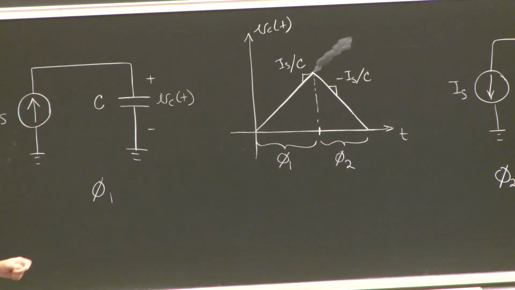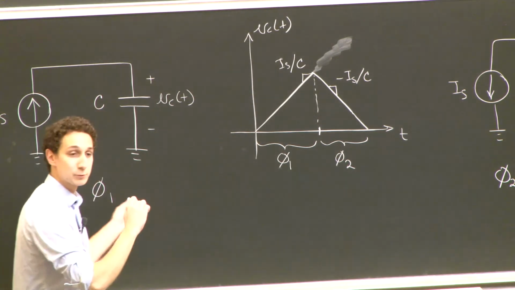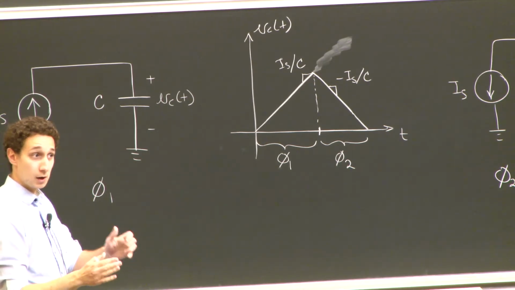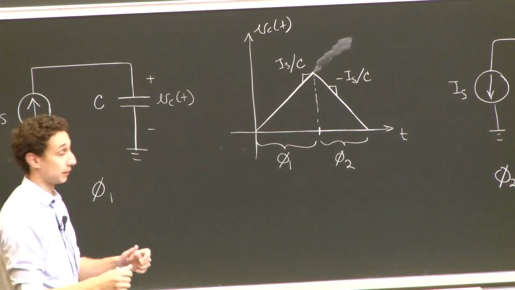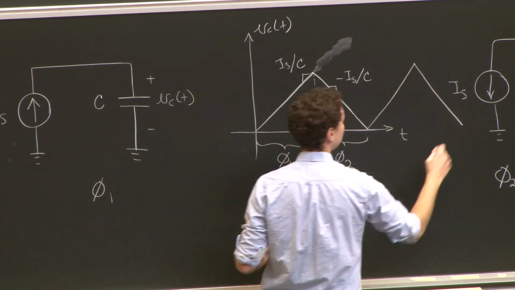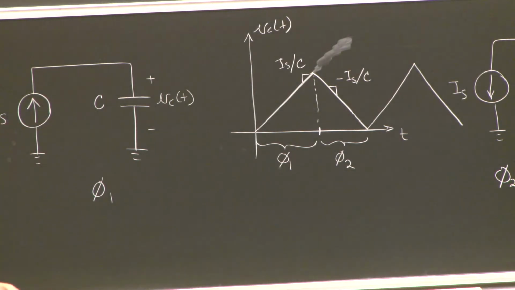Okay? Now I can repeat this over and over again forever. Right? If I keep doing this, if I keep switching between phase 1 and phase 2, and both phase 1 and phase 2 are a fixed amount of time and an equal amount of time, I'll end up with a wave that kind of looks like a triangle. Okay, that's going to keep going.